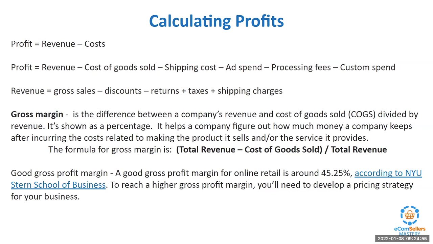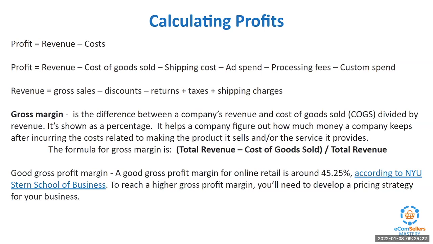Typically, when you're actually calculating the full profit, it's going to be all those other expenses. So you have the cost of goods sold and the shipping and the ad spend if you're going to run ads, and your processing fees, and if you have inventory that's coming in through customs, your customs spend. So if there's anything else, or even if it's not coming in through customs, you may have some additional spend that you have to consider.